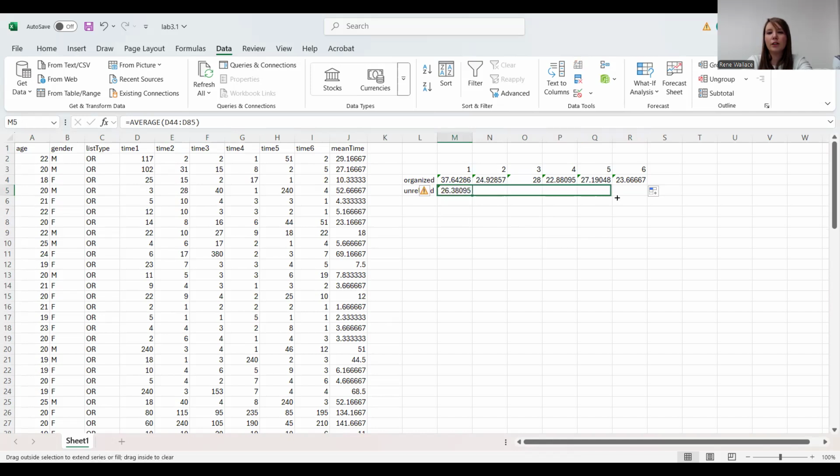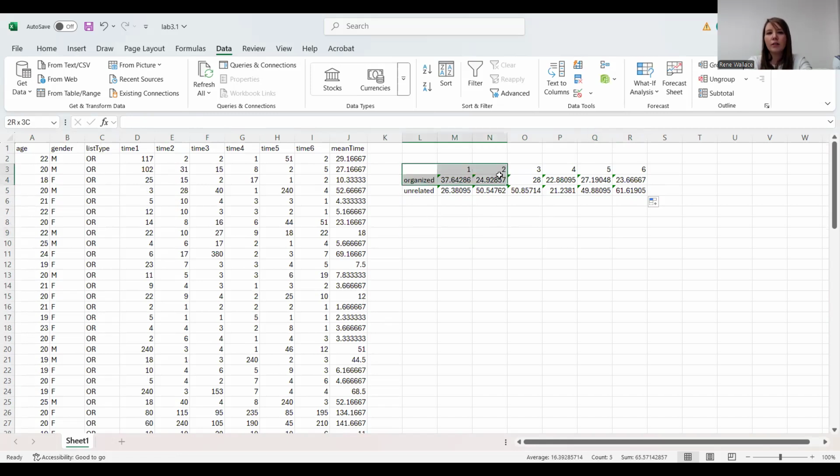Turns to a black cross, drag it over, bam. That just saved you 20 minutes. Maybe not that long. But now I have all of my averages. So now that I have that, I want to turn this into my figure 1. So I need to make it a graph.